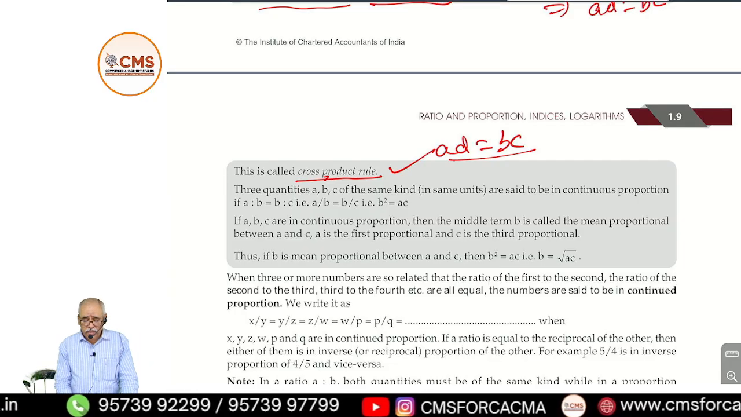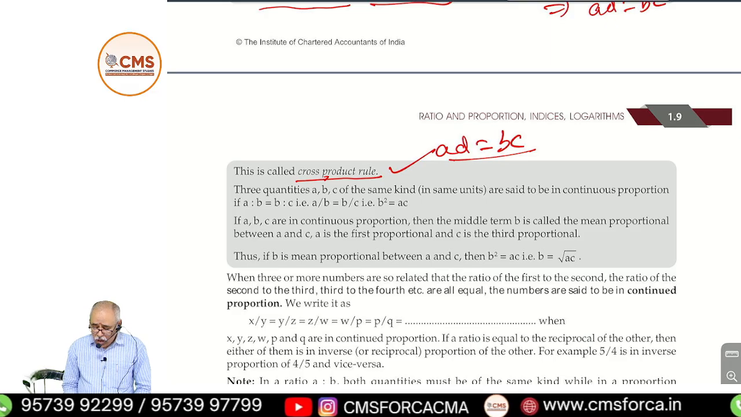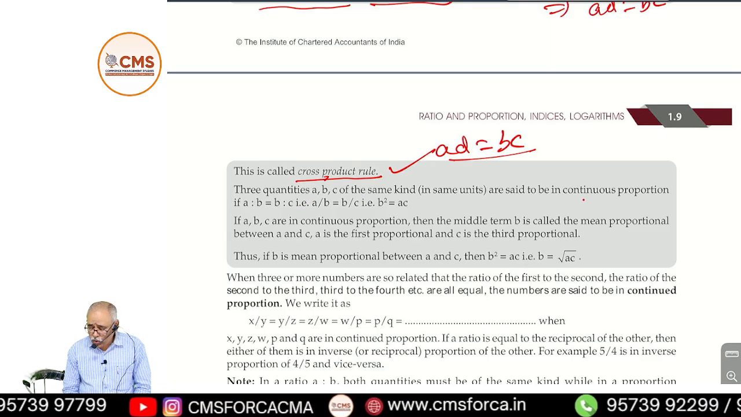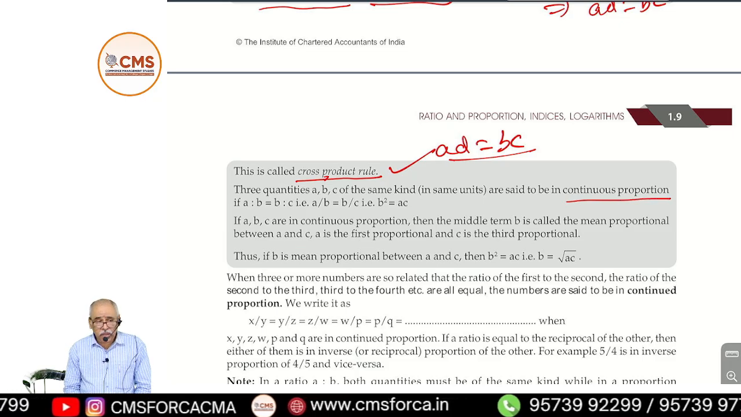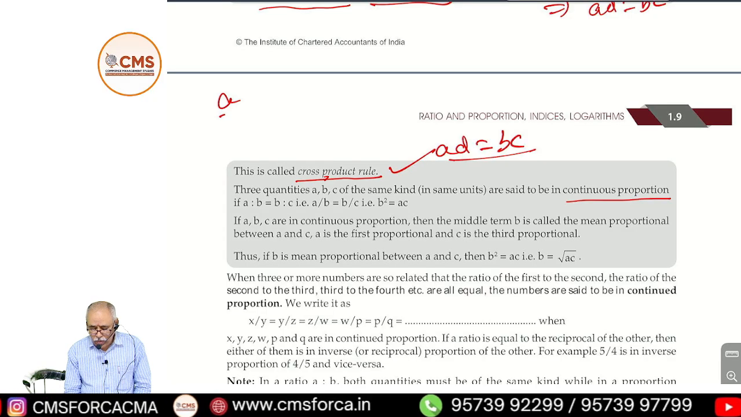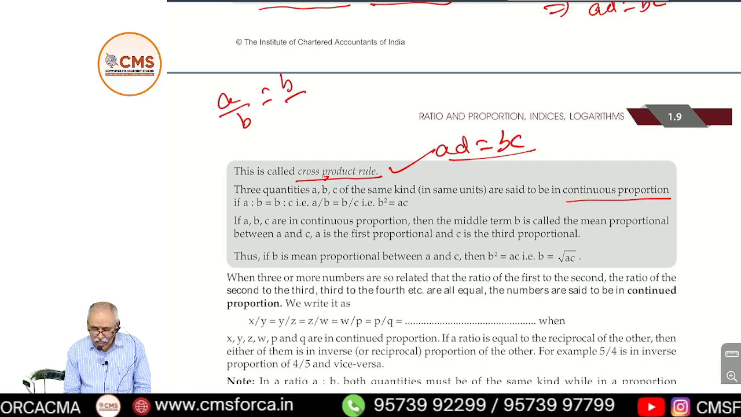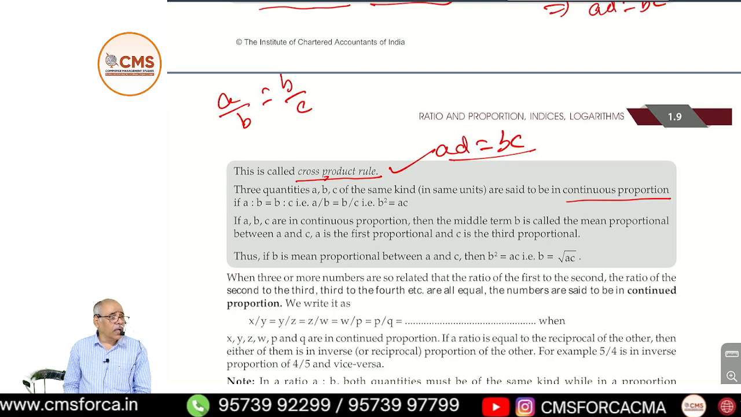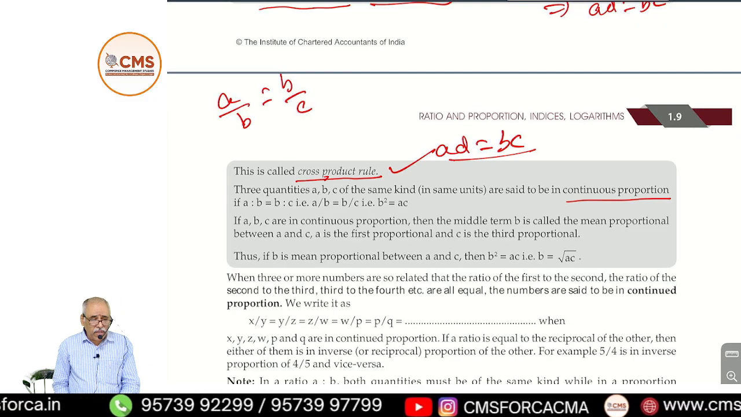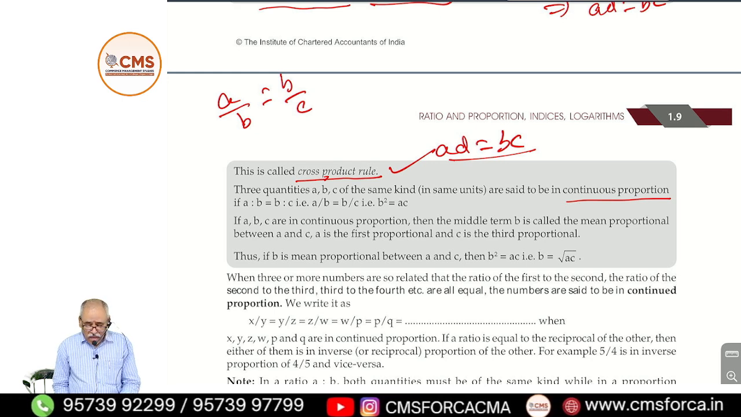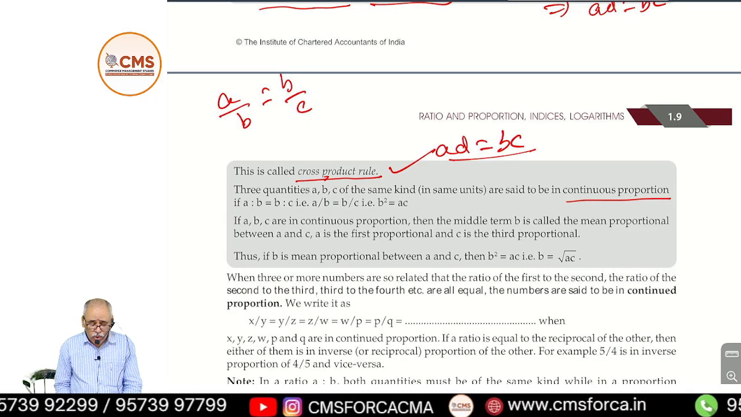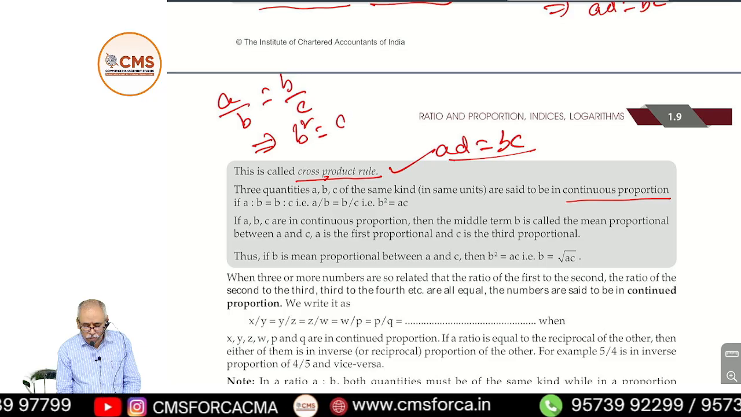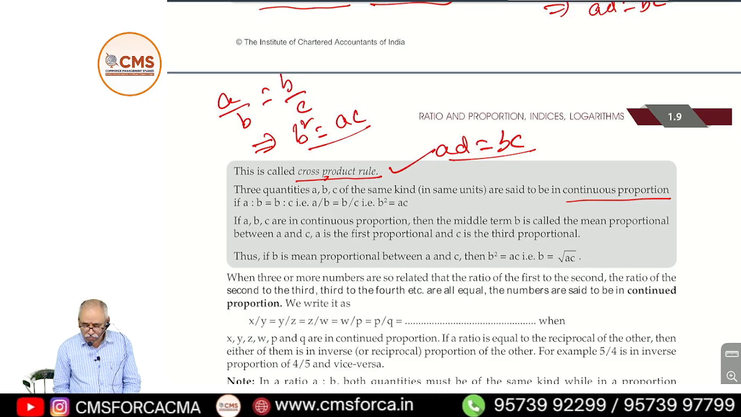Now, three quantities A, B, C of the same kind are said to be in continuous proportion. In this case, we write A by B is equal to B by C. I repeat, A, B, C, all three are of the same kind, that means they are in the same units. Then if A by B equal to B by C, we say that they are in continued proportion. In this case, if you apply cross multiplication, we can write B square is equal to AC.